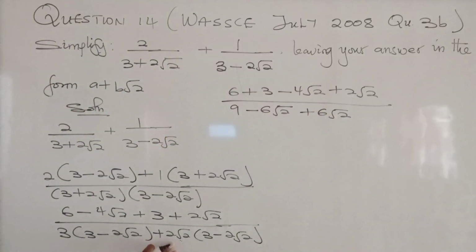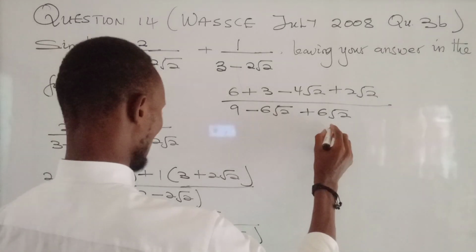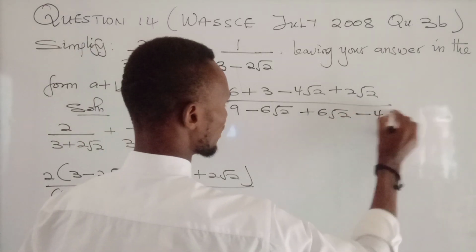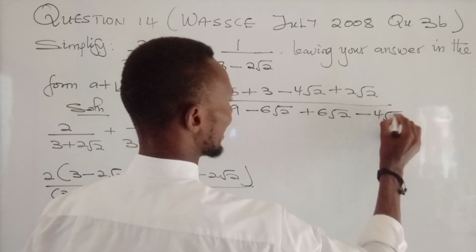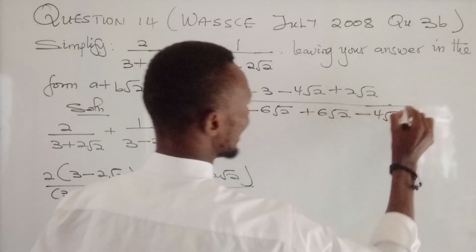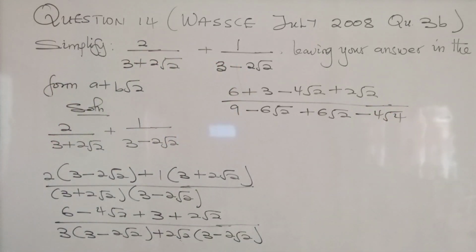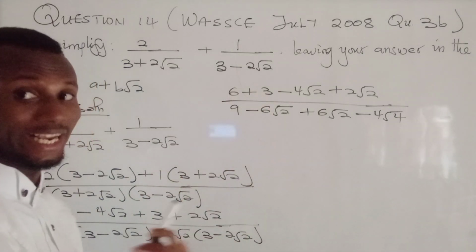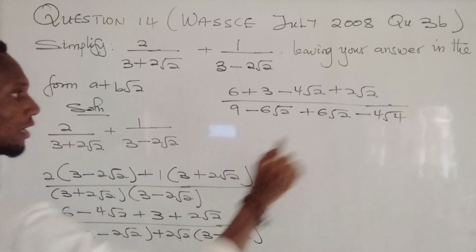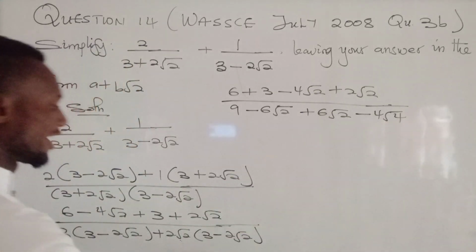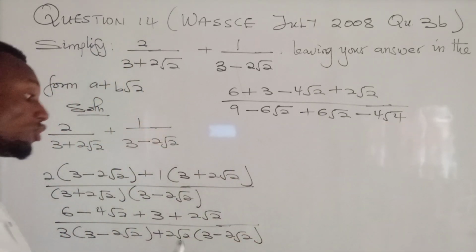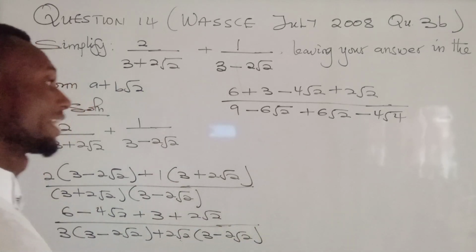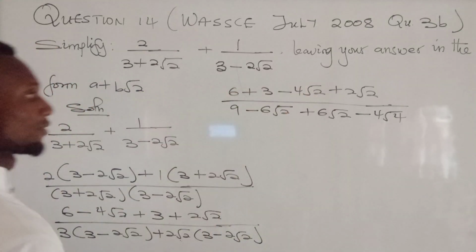Okay, and positive 2 root 2 times minus 2 root 2 will give me minus 4 root 4. I hope you understand and you agree with me, or you can also write it as minus 2 root 2 all squared, which is the same thing. Either you write minus 4 root 4 or minus 2 root 2 all squared, it is the same thing. Okay, so let's go ahead and simplify further.